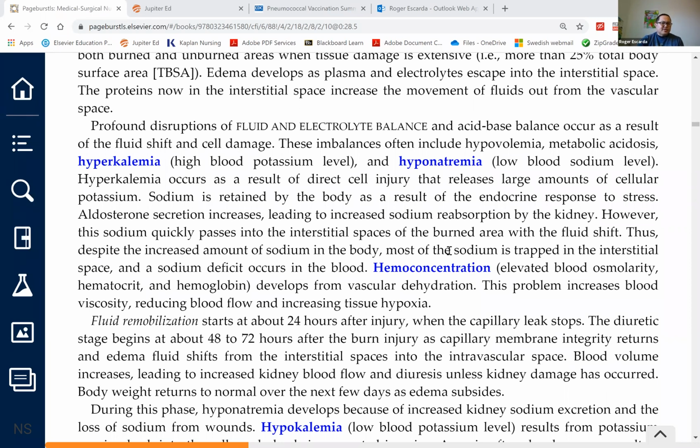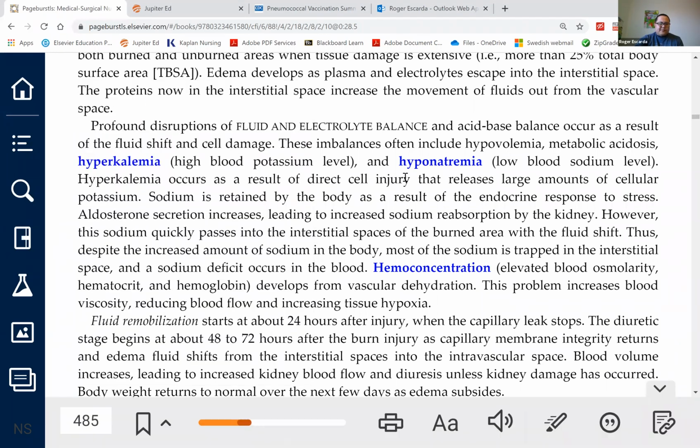During the first 24 to 36 hours, there will be hyperkalemia because of all the dead cells. They will spill all that potassium into the bloodstream. The patient will be losing the sodium into the interstitial space. So that's why you have hyperkalemia and then hyponatremia. And as I already mentioned, there is hemoconcentration because of a very concentrated blood sample, because all the water is now in the third space.